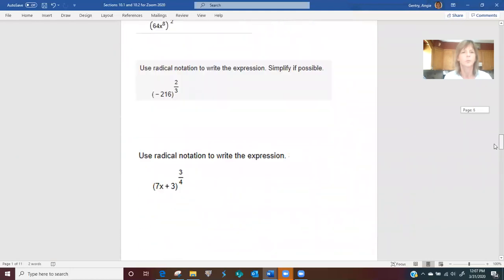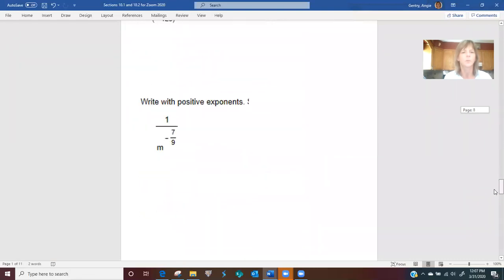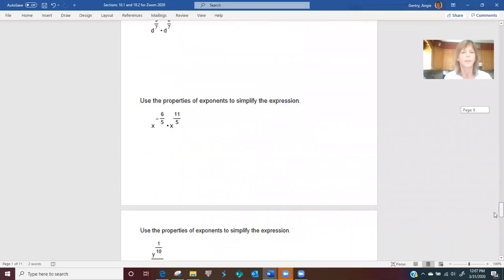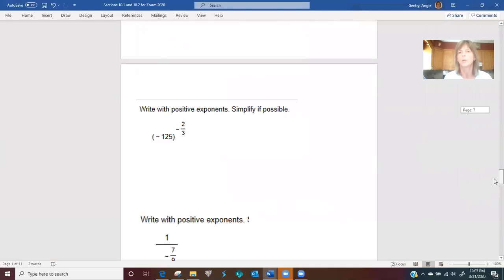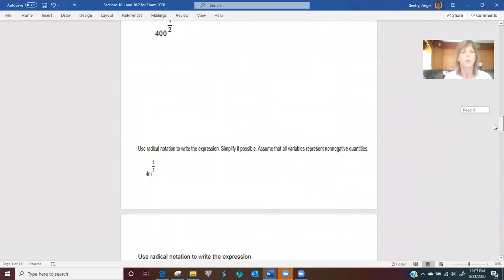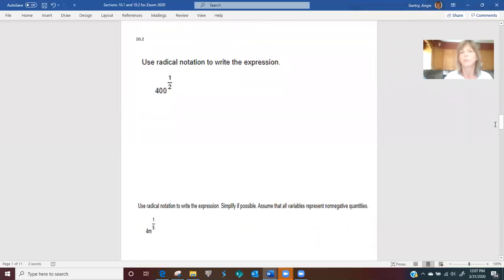Where is 10.2? I'm trying to get 10.1 done. Oh, excuse me while I'm making you dizzy. This can't all be 10.1, can it? No. Okay, sorry, I wrote somewhere where 10.2 starts. There it is. So how about I make a new video over 10.2.